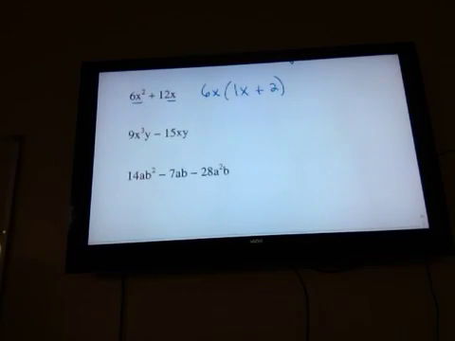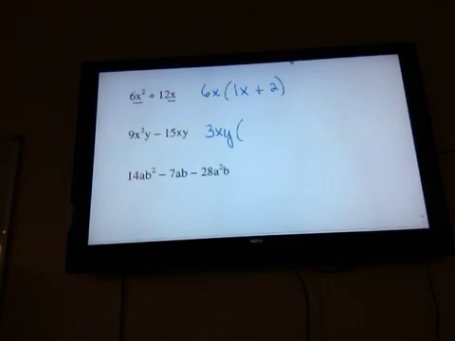Nine and 15. Common factor to both of those is 3. One term has an x to the third, one term has an x to the first. X to the first is what's common. It's always the lower power. They both have a y to the first, which means y to the first is common. And I divide.